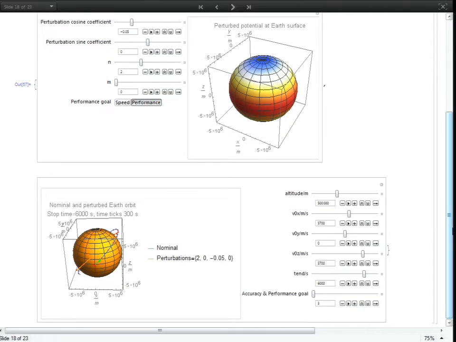This is, of course, all highly exaggerated. In nature, such strong perturbations don't occur. If you use the coefficients from the actual Earth, you won't see anything.